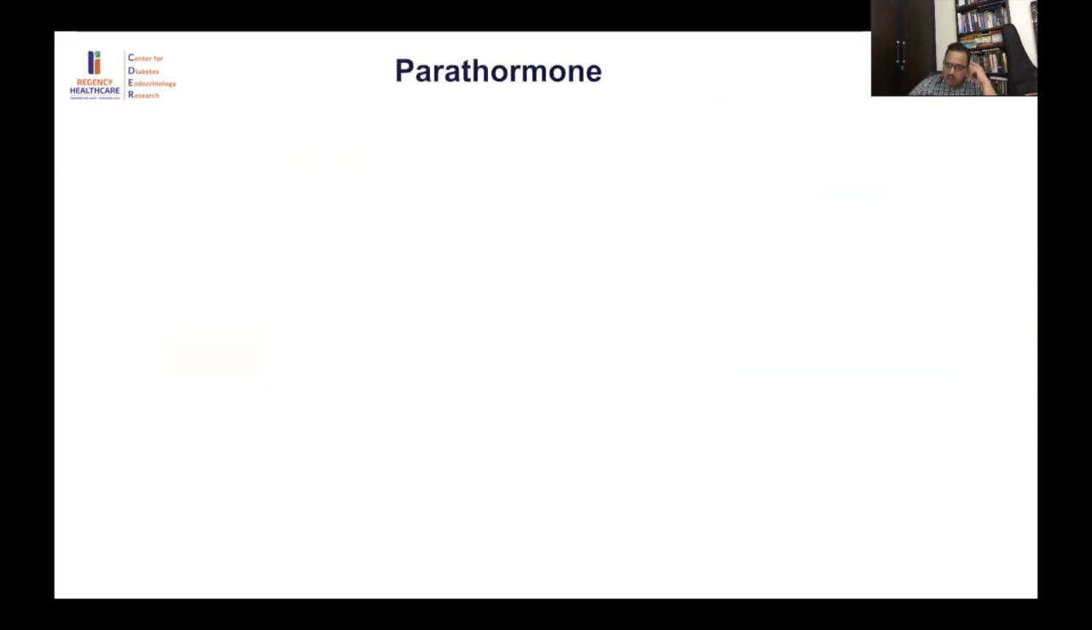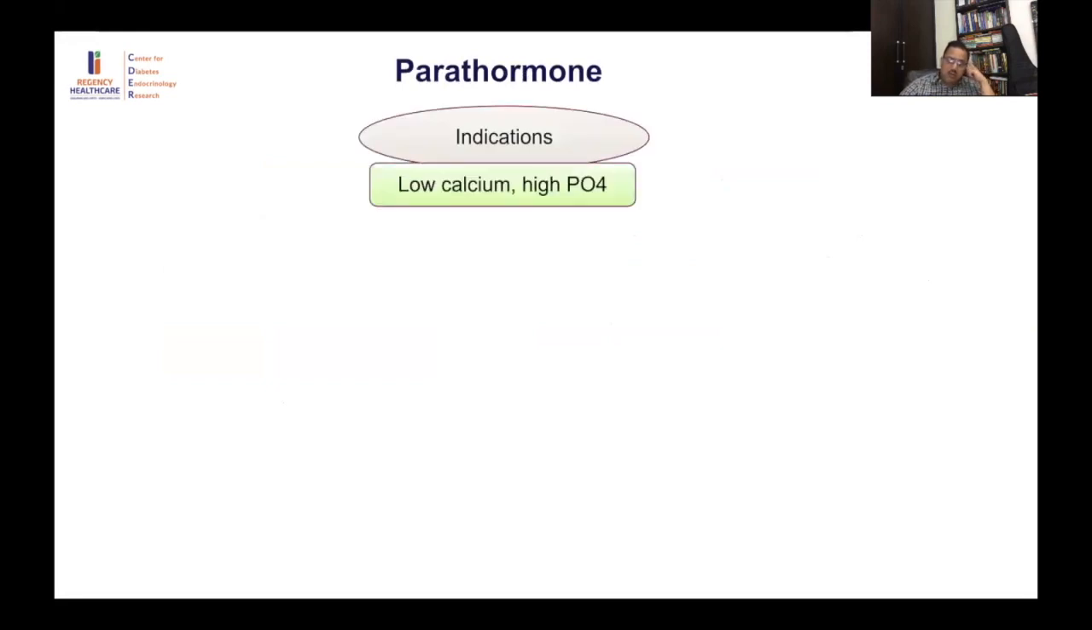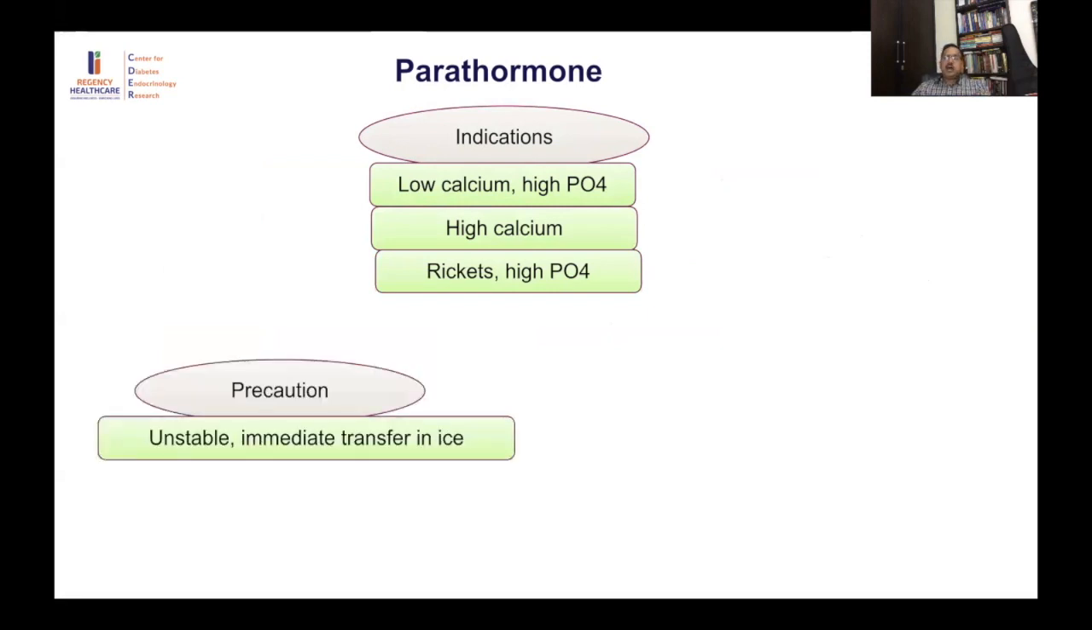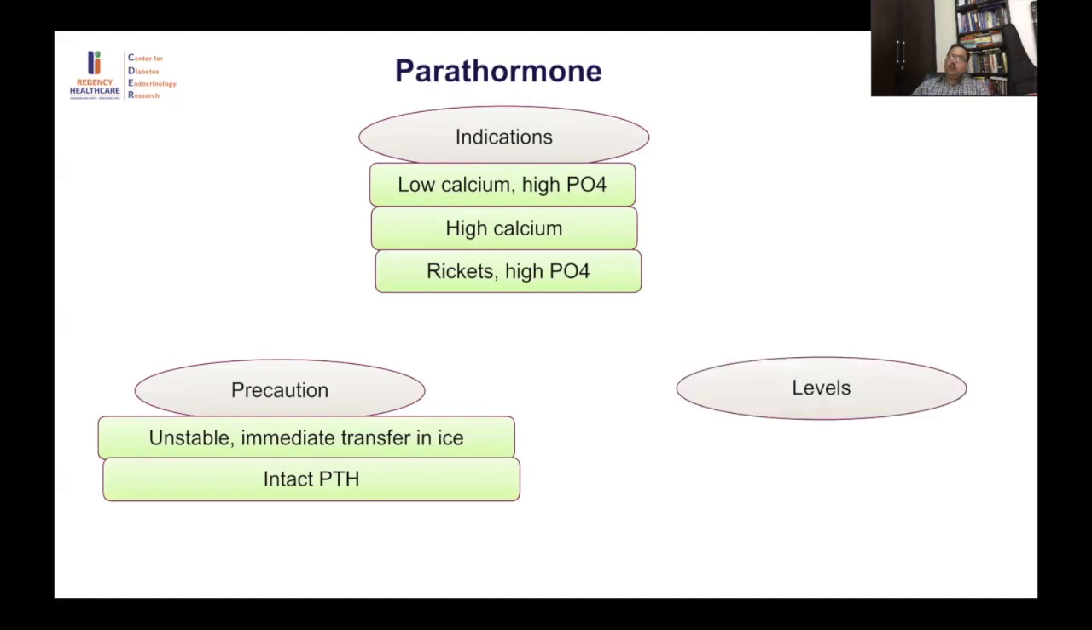What about parathyroid hormone? It is extremely important to evaluate hypocalcemia and hypercalcemia, as we discussed. So low calcium, high phosphorus. Any case of hypercalcemia, or rickets with high phosphorus, we have to look at PTH levels. Precaution again is that this is a highly thermolabile hormone. It is unstable. We have to transfer it immediately in ice, and intact PTH is being done in most cases. If we do not transfer it in ice, the PTH levels will be low.